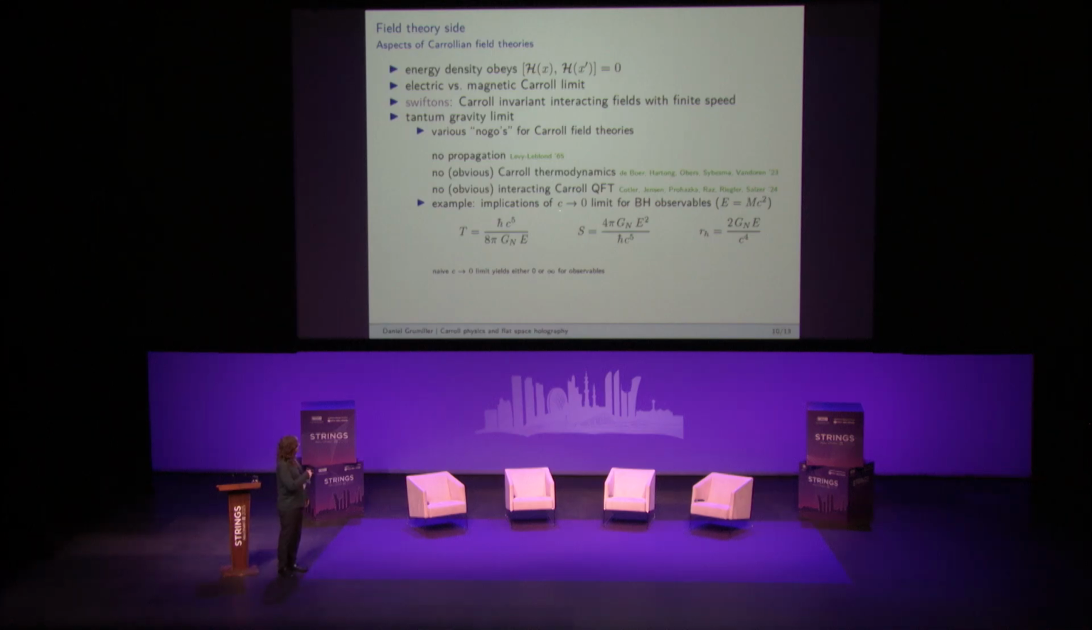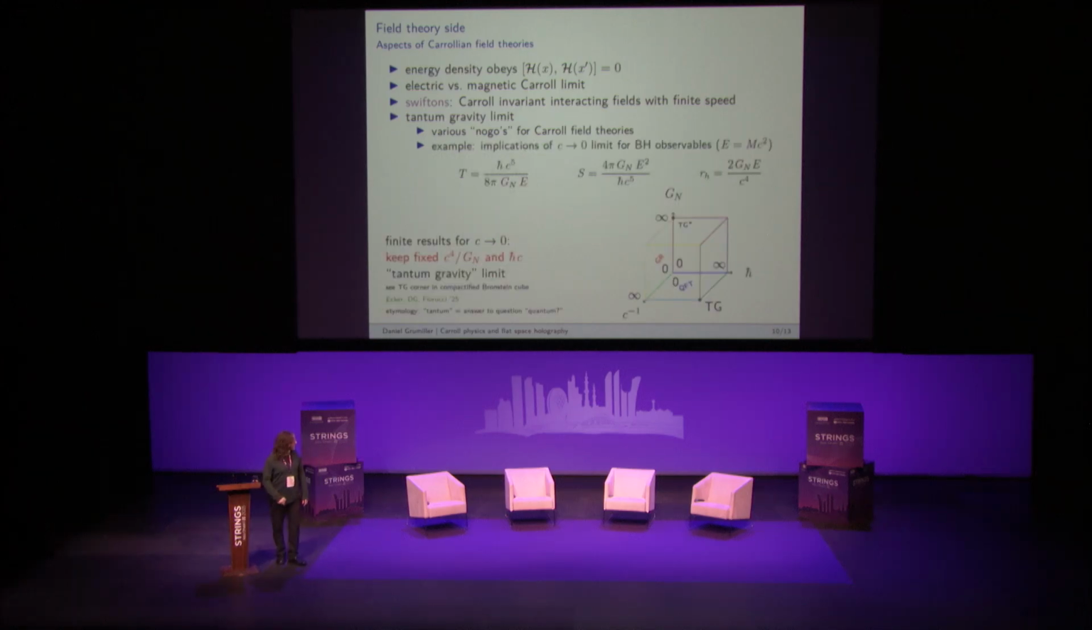So let's consider implications of the c to 0 limit for black hole observables, keeping fixed the energy. This is a very basic exercise. You can see that temperature, entropy, and horizon radius all either diverge or go to 0 if you send c to 0. But you can get finite results if you do a triple scaling limit. If you keep fixed c⁴/G_Newton, sometimes referred to as the magnetic gravitational coupling constant, and also ħ times c when you send c to 0, then all these quantities are finite, and this is what we refer to as tandem gravity limit. So in this compactified Bronstein cube, it means you go to this corner, TG, where c is 0, ħ is infinite, and G_Newton is also 0.